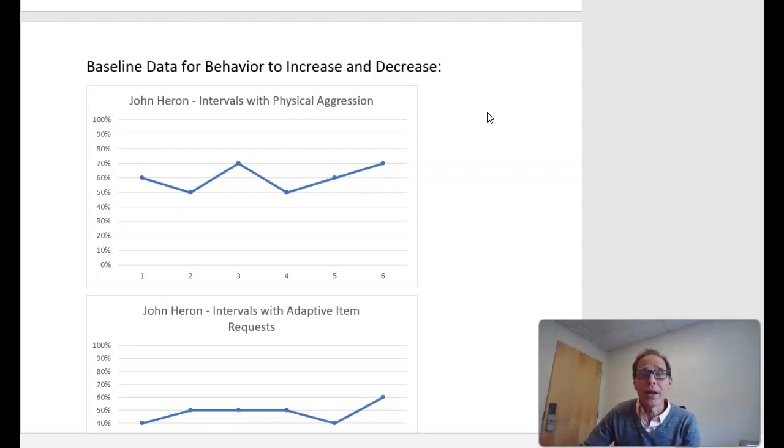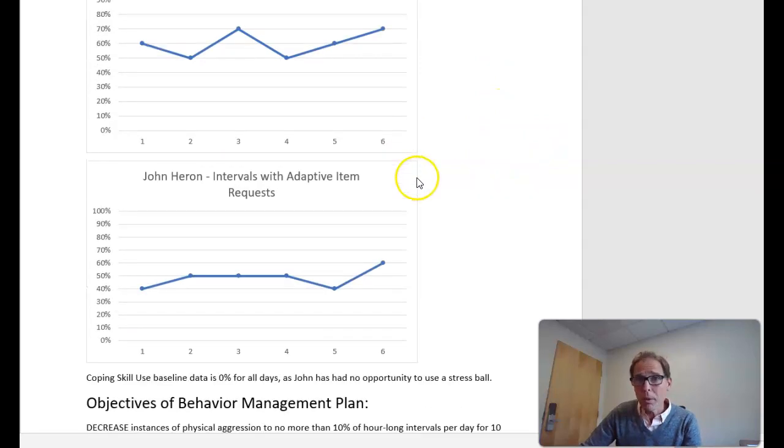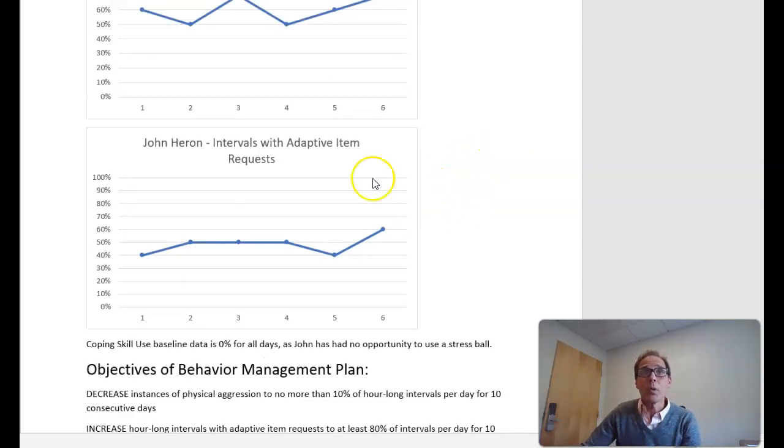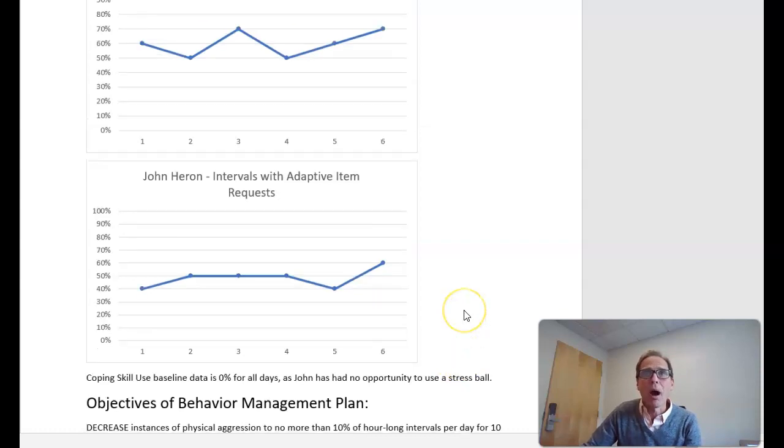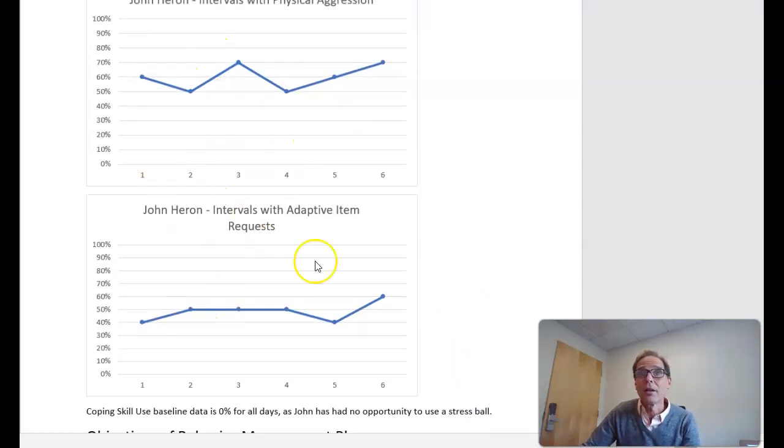A line graph that includes baseline data on behaviors to decrease, but also our behaviors to increase if we have it. So here we've got John does engage in some adaptive item requests, doesn't engage in any coping skills use right now because we're specifically targeting for John the use of a stress ball, and he hasn't had access to that. So if the baseline data are 0, it's okay just to state that the baseline data are 0. But if we have more meaningful data to report, if it's happening to some degree, behaviors to decrease and increase, our best bet is to illustrate that with a line graph.